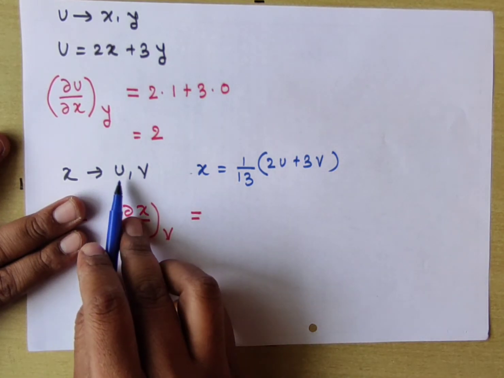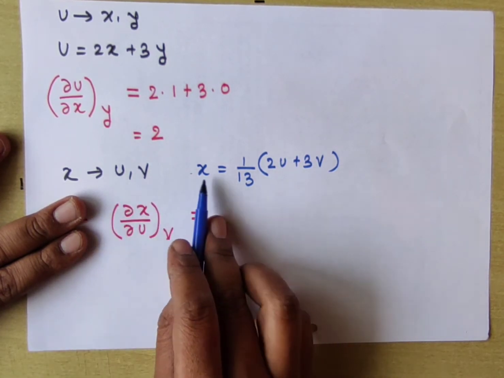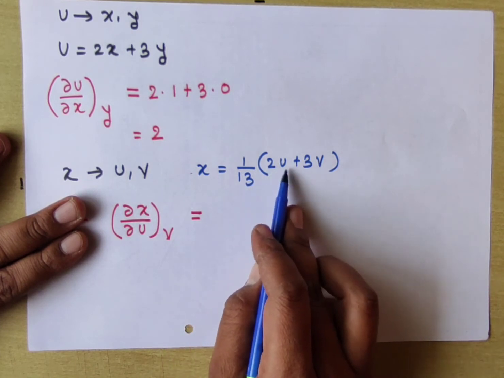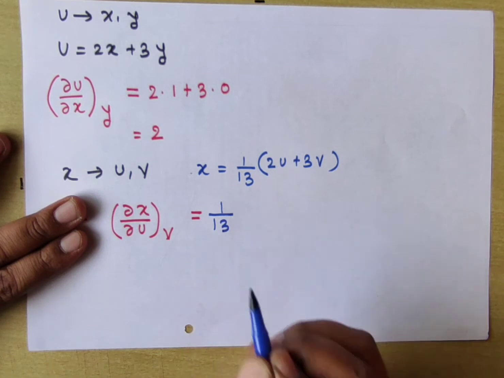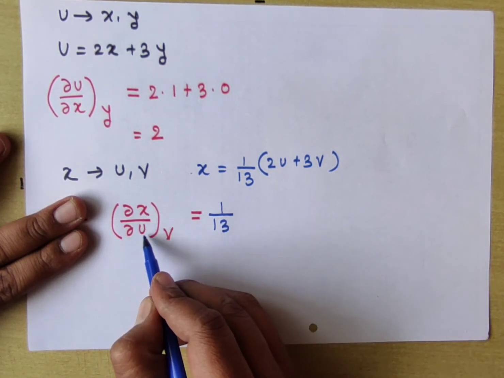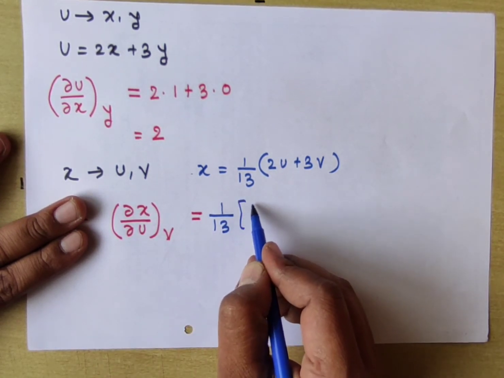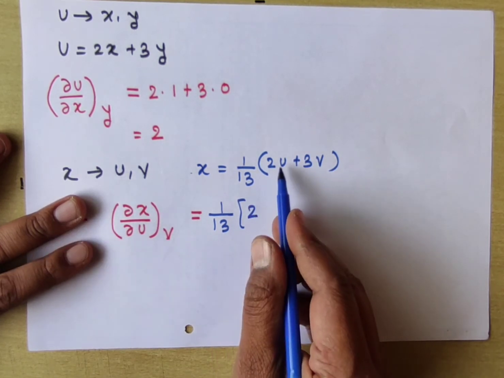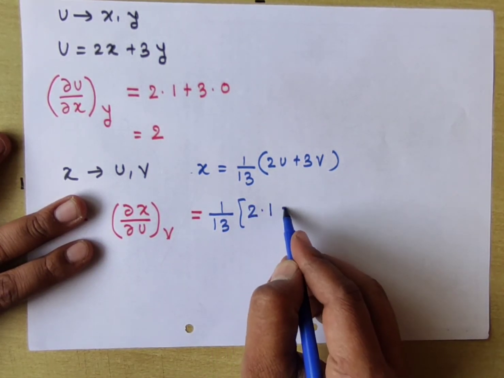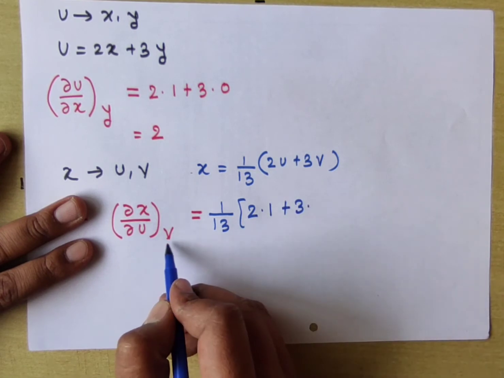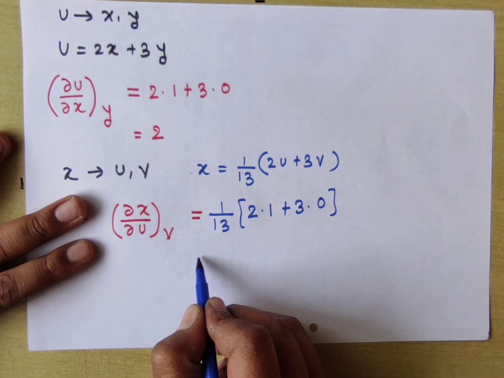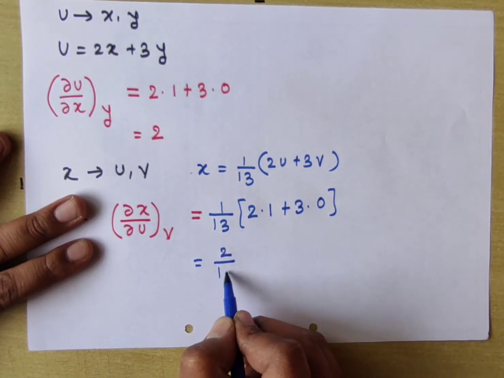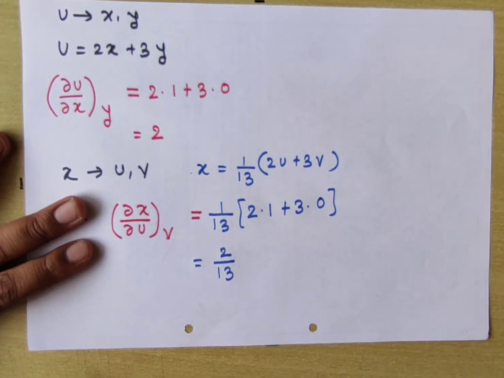we require the value of x in terms of u and v, and we get x is equal to 1/13 (2u plus 3v). Now here the 1/13 is a constant, so we take it outside. Derivative of x with respect to u, here the 2 is a constant value, so we take 2 outside. Derivative of u is 1, plus 3 into, treating v as a constant, so derivative of v is 0. So we get 2/13. Understood why we find the value of x in terms of u and v?